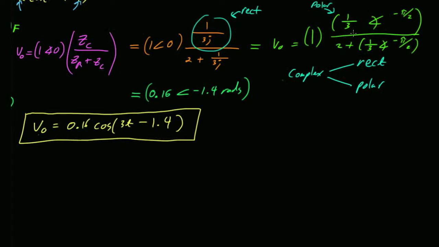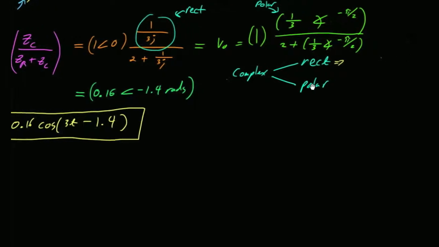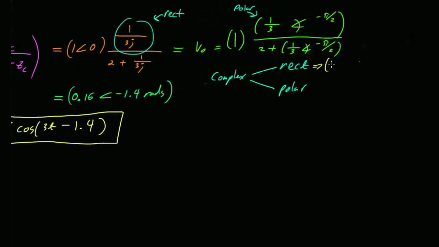Now, when you're adding and subtracting complex numbers, which is easier to use? Rectangular or polar? Always, for adding and subtracting, you want to be using rectangular form. Because all you do is you add together the real parts, you add together the imaginary parts. You're done.